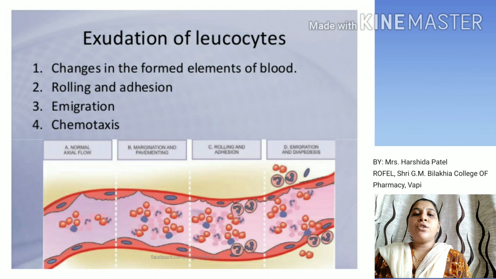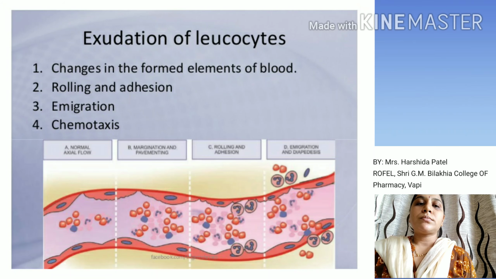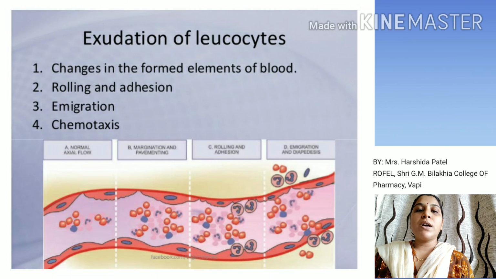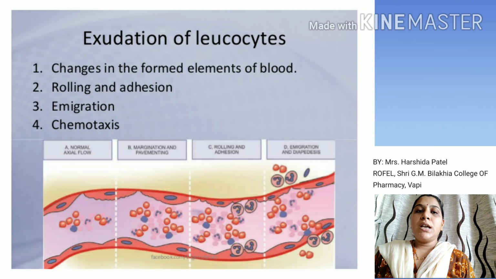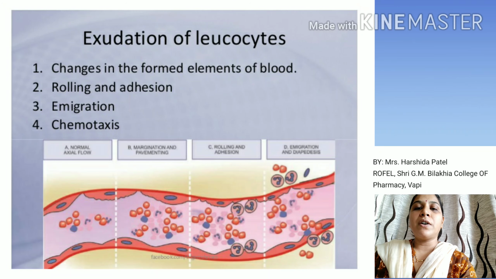Now exudation of leukocytes mainly contains 4 steps or stages. The first one is changes in formed elements of blood, the second one is rolling and adhesion, the third one is immigration, and the fourth one is chemotaxis. Now firstly we will see the changes in formed elements. Here I will first show you the image.